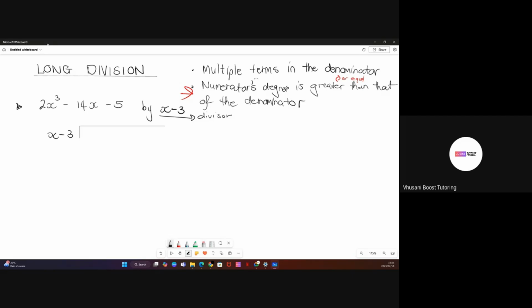So the divisor goes on the outside, and then the dividend goes on the inside. So 2x to the power of 3 minus 14x minus 5.